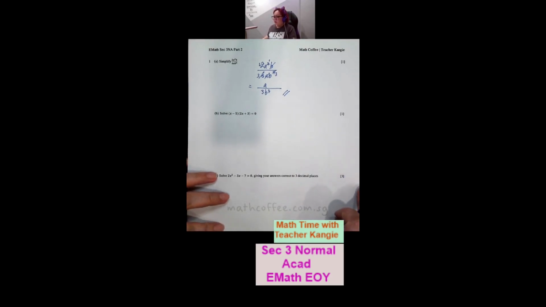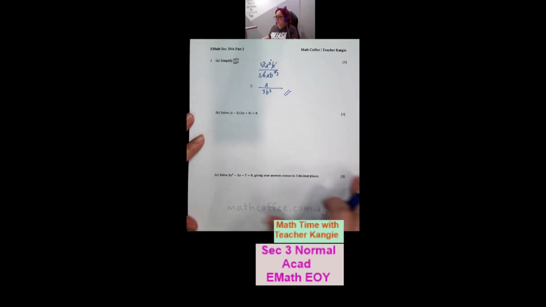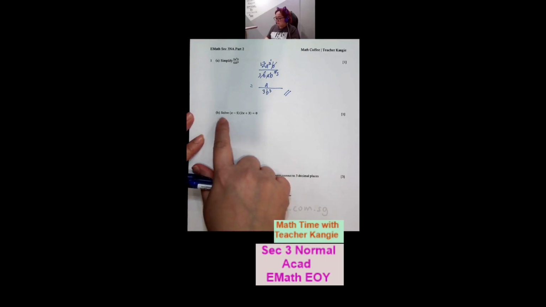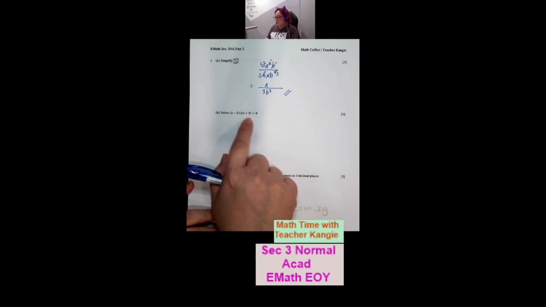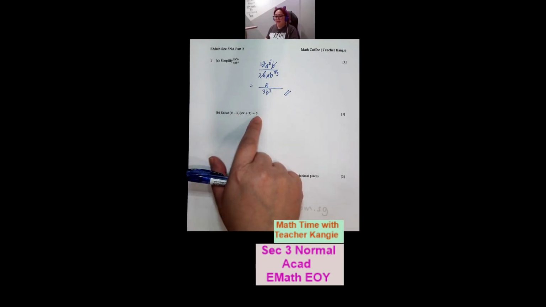Okay, now let's move on. Solve the equation. This is actually a quadratic equation. They already factorized it nicely for you. So please always check whether the right hand side is 0 first.